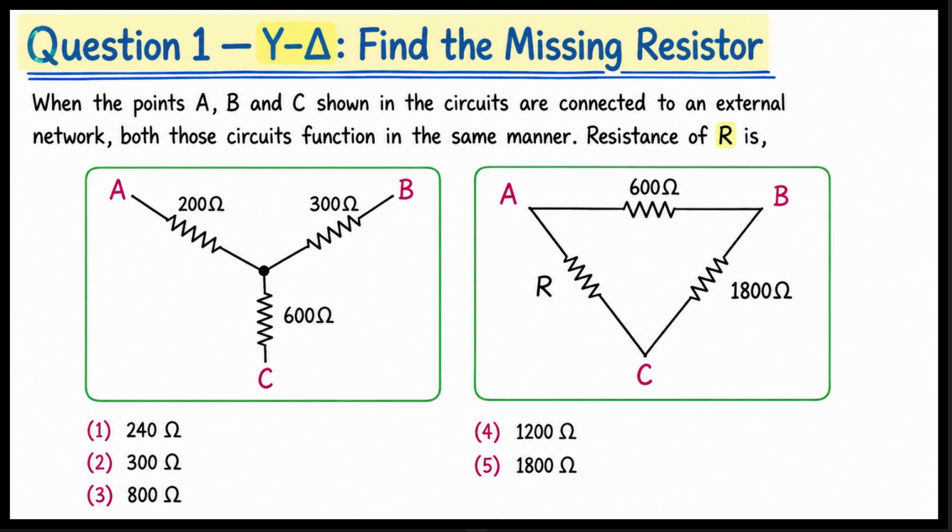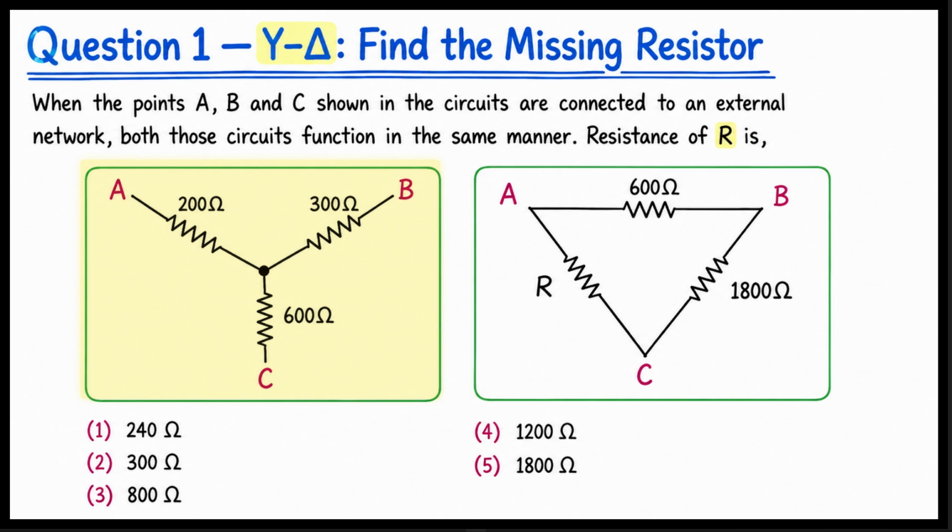Question 1 gives us 2 3-terminal networks, a Y on the left and a delta on the right, and asks what single resistor value on the delta would make the 2 networks interchangeable. The trick is wide delta equivalence. 2 such networks look identical to the outside world when the resistance between every pair of terminals is the same. We will write down the pair resistances for the Y, then set the corresponding delta pair resistance equal to the Y's, and solve for R.